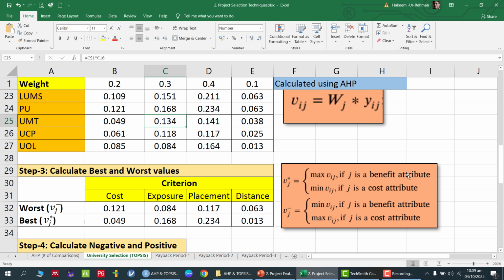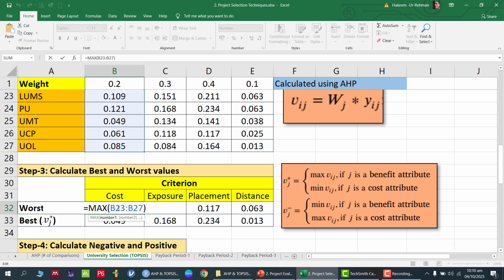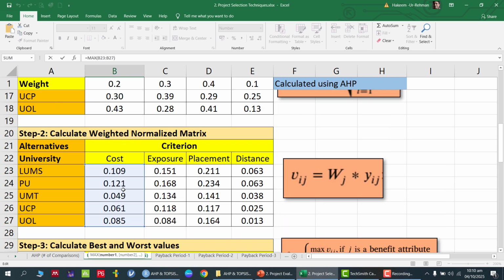So benefit criteria means the maximum value is the better value for us, whereas for cost criteria, the smaller value is better for us. So in this case, obviously the university with the lesser cost is better for us, whereas the maximum cost is the worst for us. That's why for the worst, we are applying the maximum value from this weighted normalized matrix.